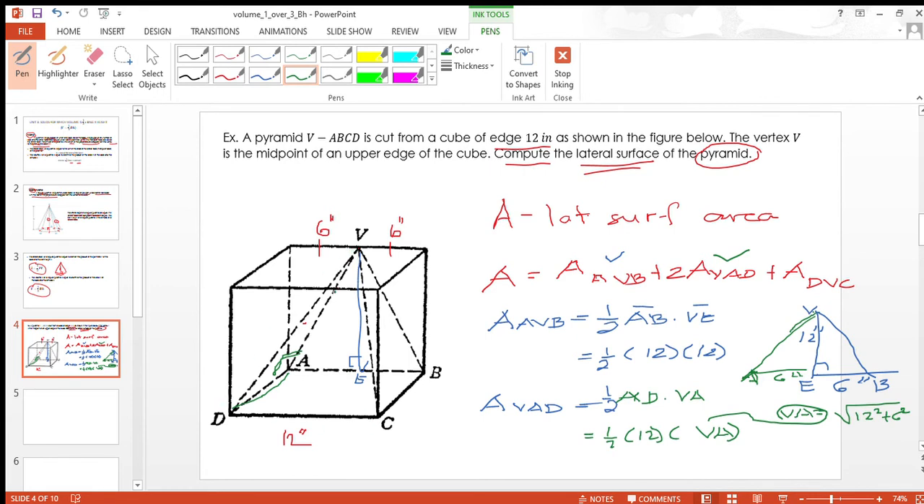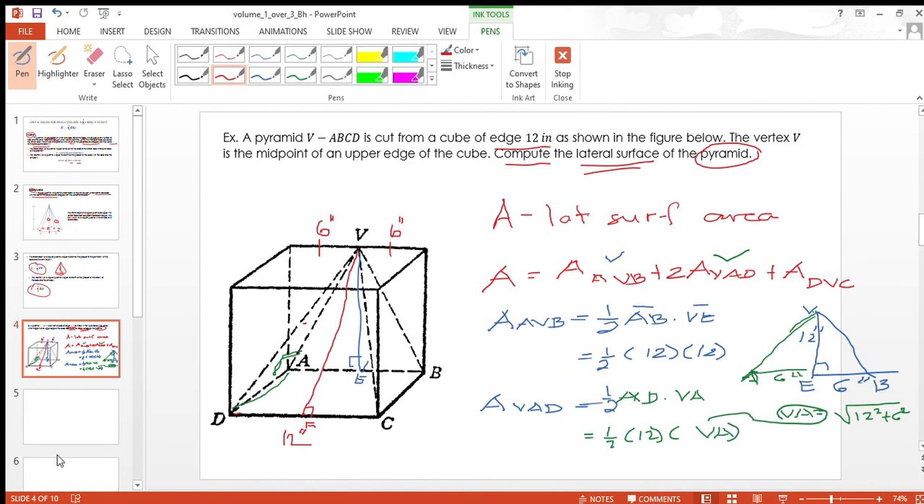If you look at the diagram, VDC, this triangle here. What will be the base? It will be 12. And then we can draw a line going here, perpendicular to this one. That will now be our height. Let's call this point F.